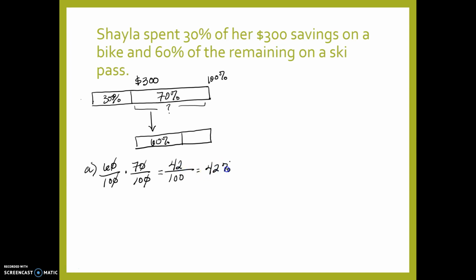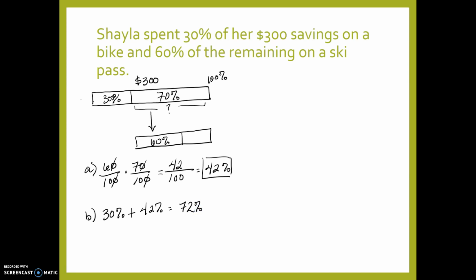So Shayla spent 42% of her money on a ski pass. Letter B says, what percentage of her savings is left? Okay, so if she spent 30% on a bike and we decided she had spent 42% on a ski pass, how much is that? That's going to be 72%, right?